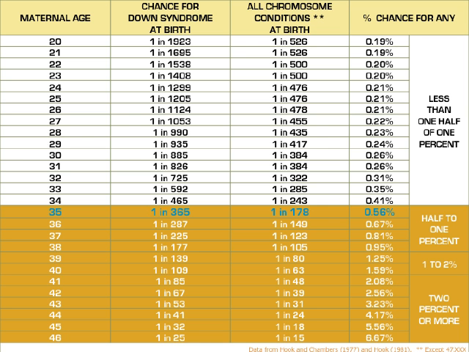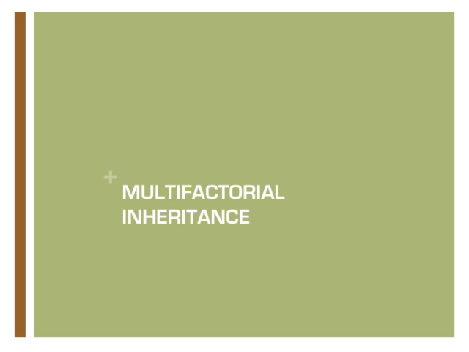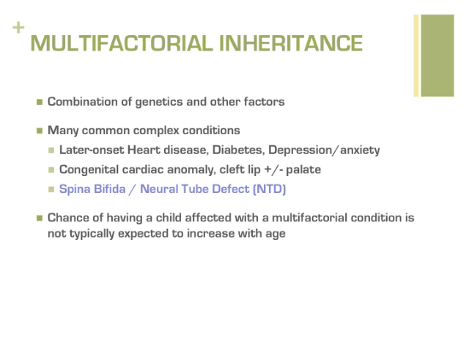Genetic conditions may also occur as a result of many factors. Multifactorial genetic conditions are the result of a combination of changes in genetic instructions and environmental factors. Examples of multifactorial conditions include heart disease, type 2 diabetes, depression, and anxiety that often occur later in life. Some of these most common physical changes in development are also multifactorial, including congenital heart anomalies, cleft lip or palate, and spina bifida.